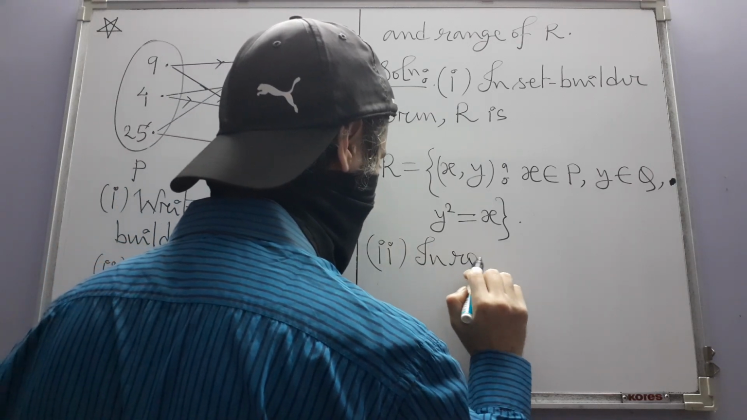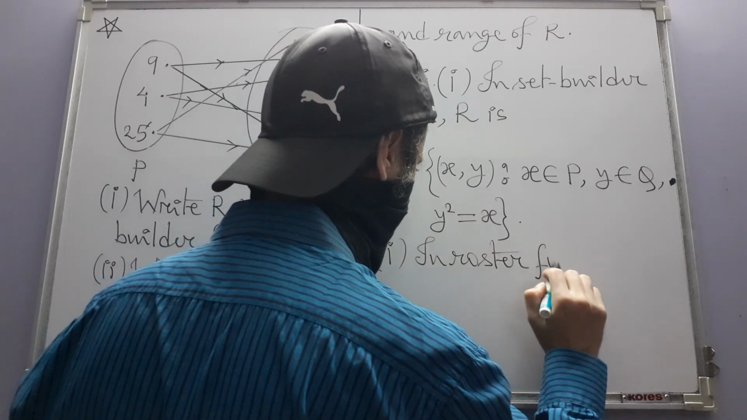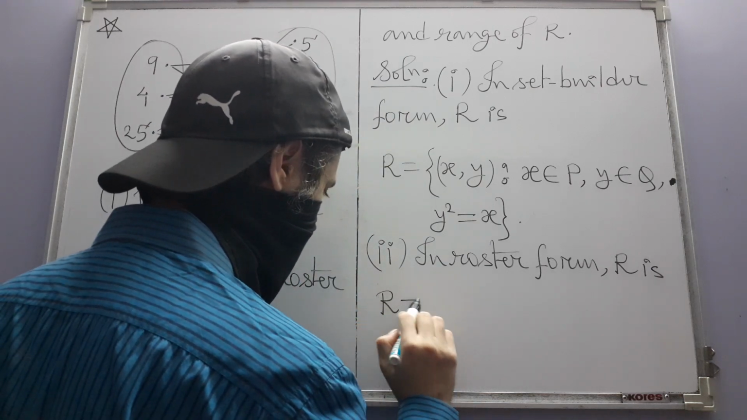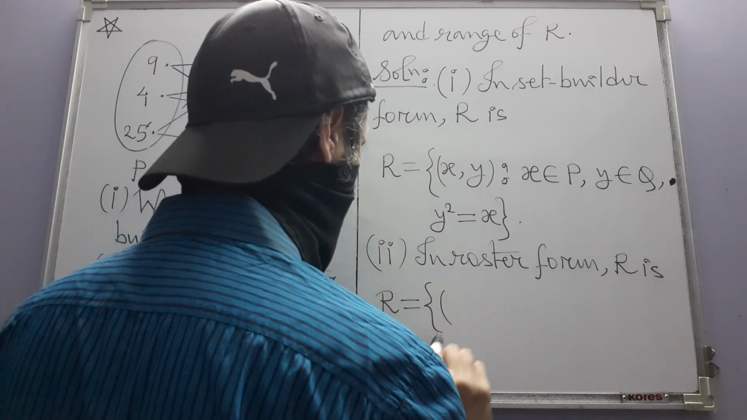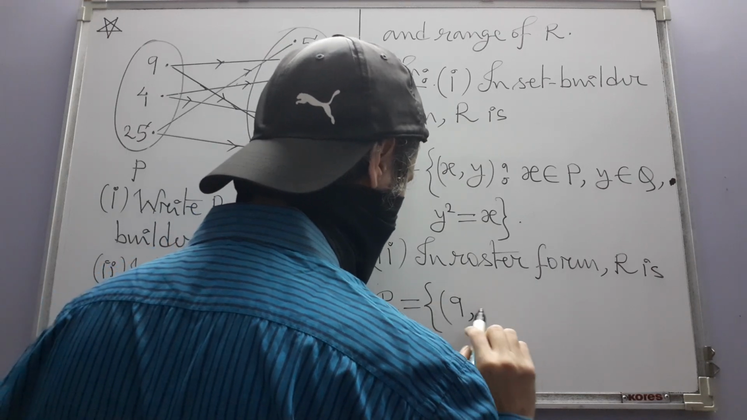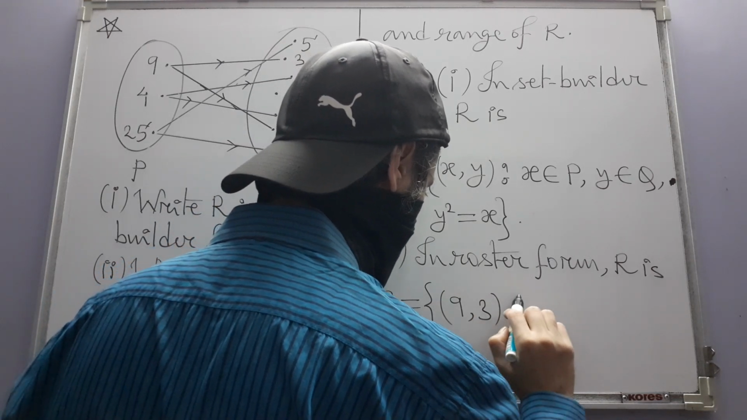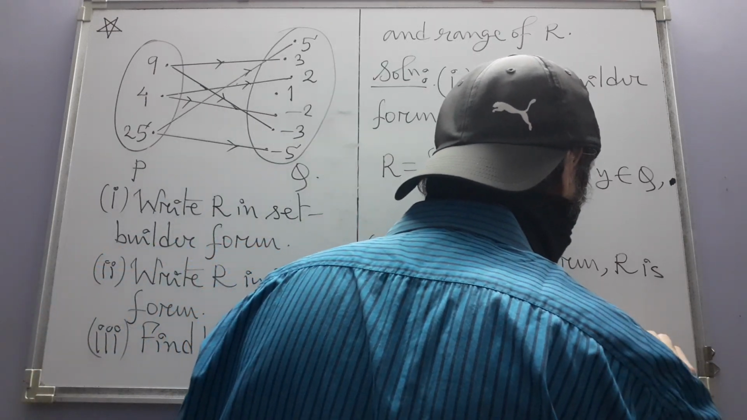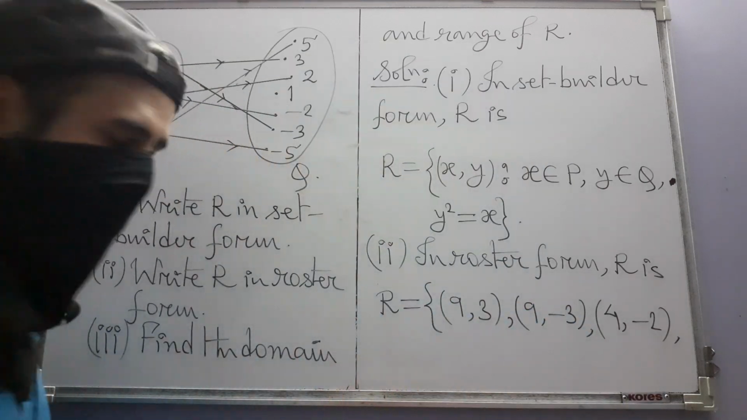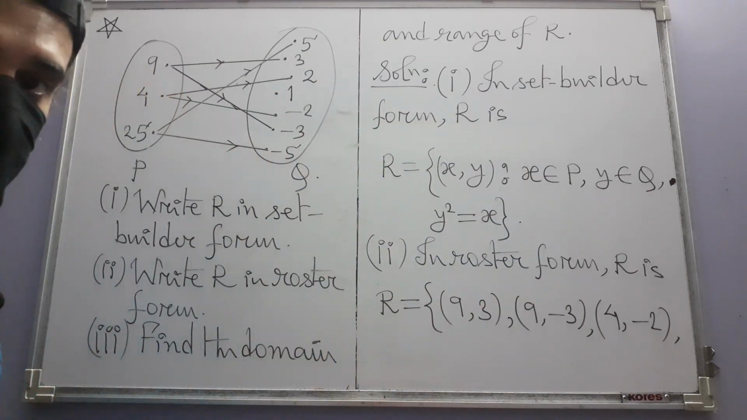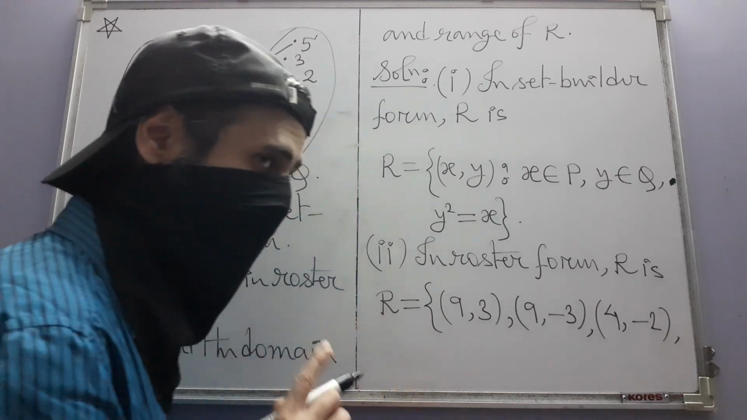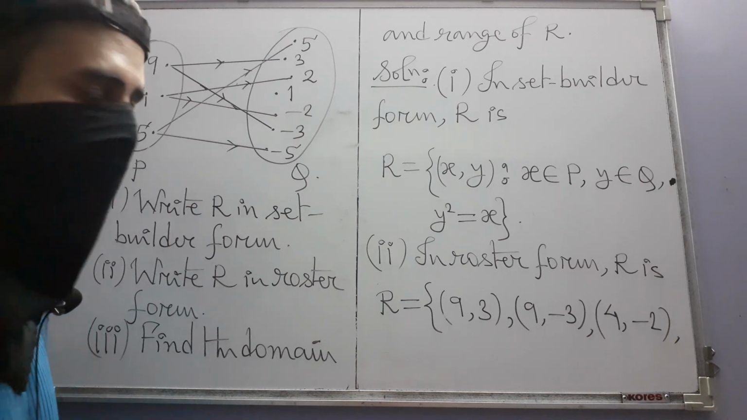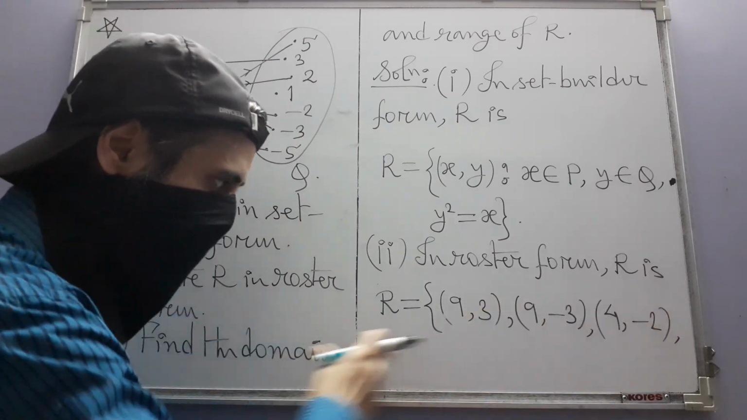In roster form, R is... again, there is no set order in which you have to write the elements. You can write in any order, but not inside an ordered pair. Do not write 3 comma 9. That would be wrong. You write 9 comma 3, but you can write 9 comma 3 anywhere in this set.